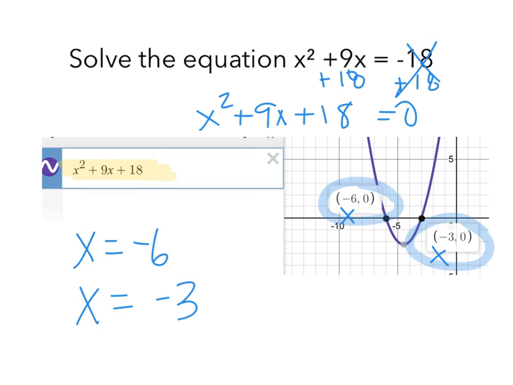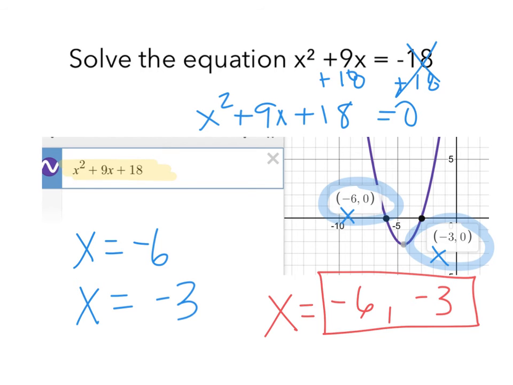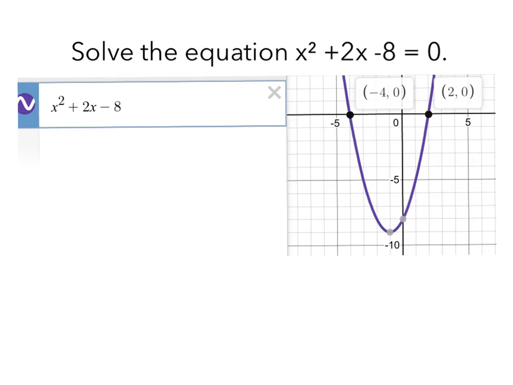So this one on your test is going to be multiple choice, so you'll be able to pick the answer. If it wasn't multiple choice, you would need to put them in. It'll say something like, let's see, let me do a different color. It'll say something like x equals, and then you'll have a box to fill in, and you would put it in as -6, comma, -3, and the order doesn't make any difference at all.